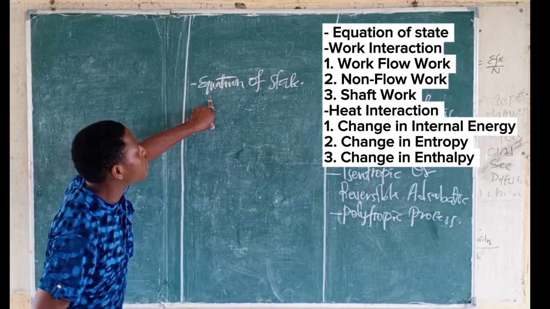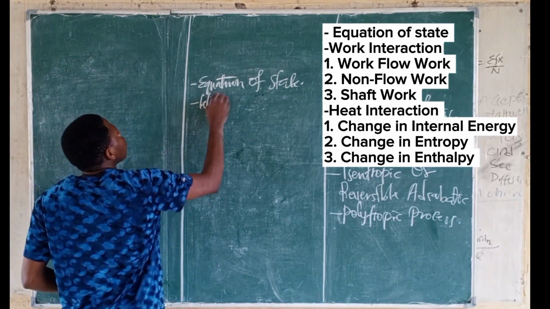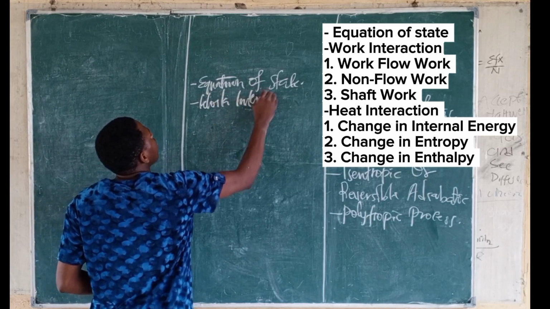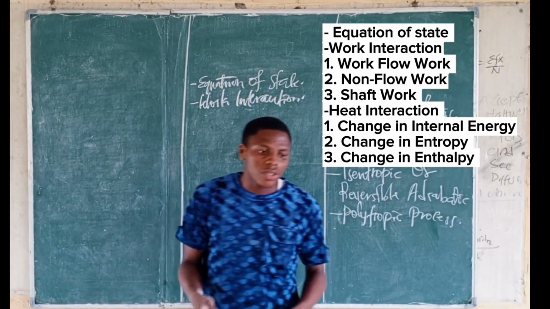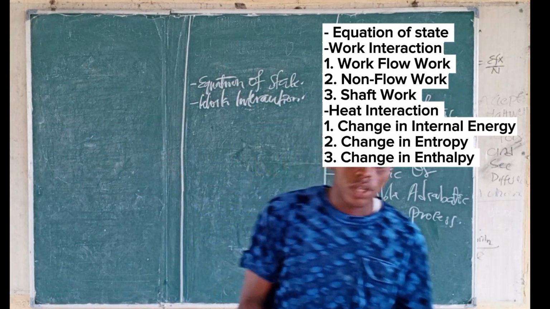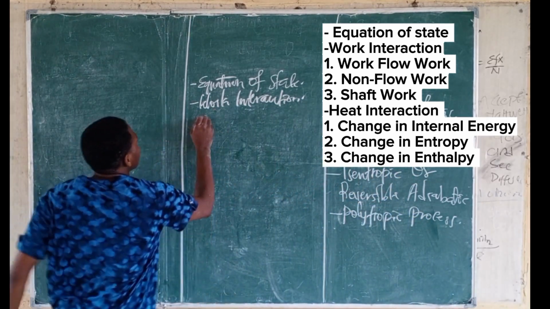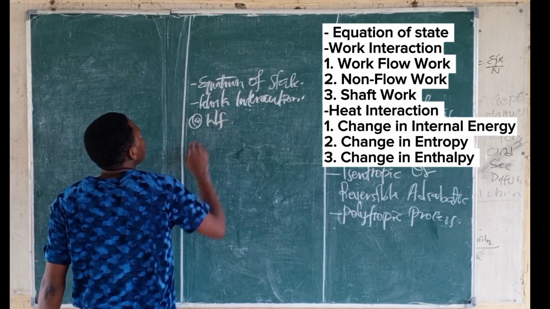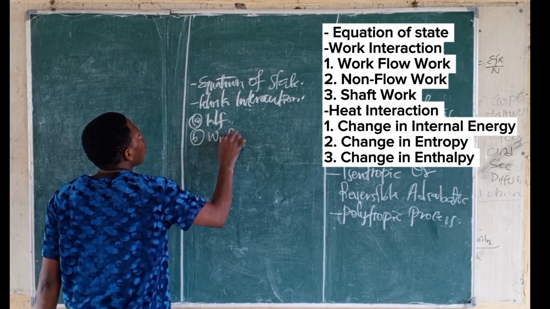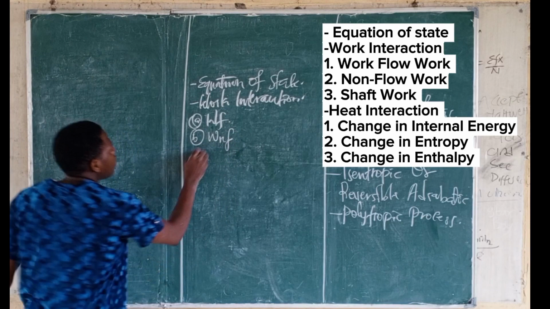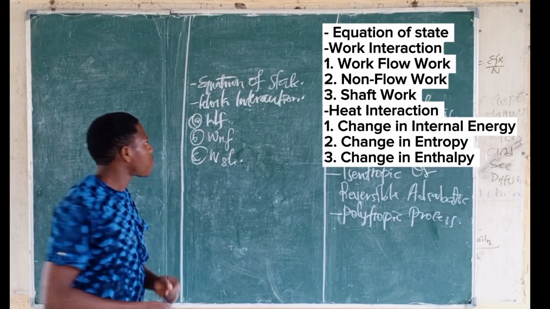Now, after getting the equation of state, the next thing we get is the work interaction. Under your work interaction, you will get the flow work, your non-flow work, and your shaft work. So under your work interaction, you have to find the flow work, which is WF, the second one, your non-flow work, which is WNF, and the last one, your shaft work, which is WSH.